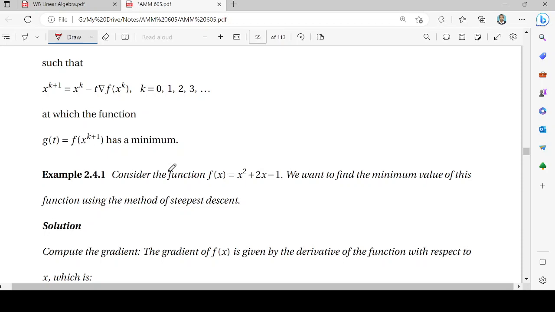Now, we take an example. We consider a function of one variable defined by x squared plus 2x minus 1. And the problem will be to find the minimum value of this function using the method of steepest descent.